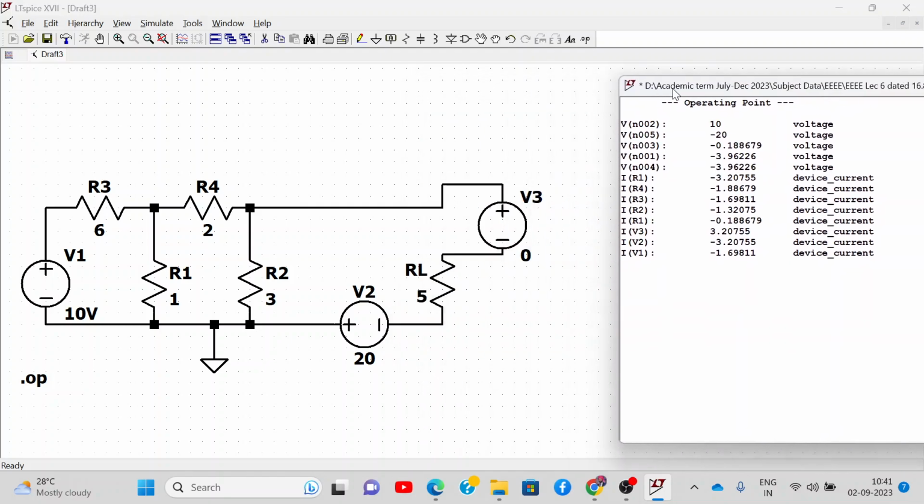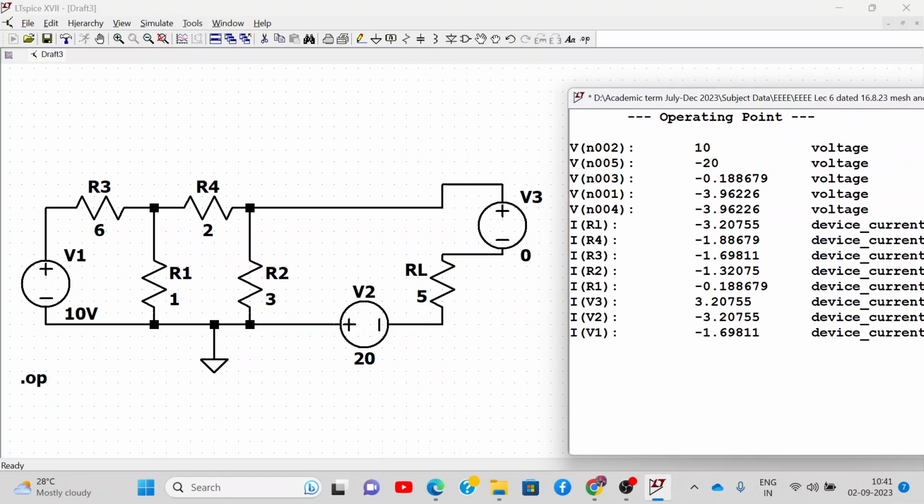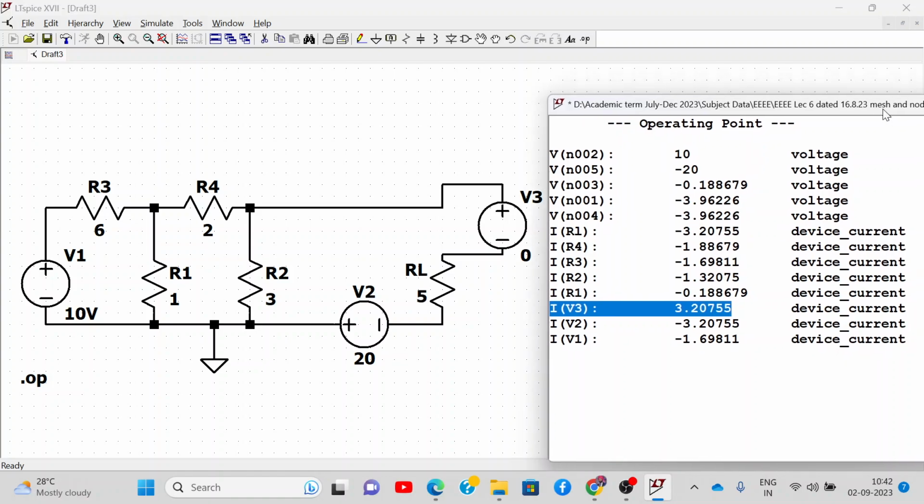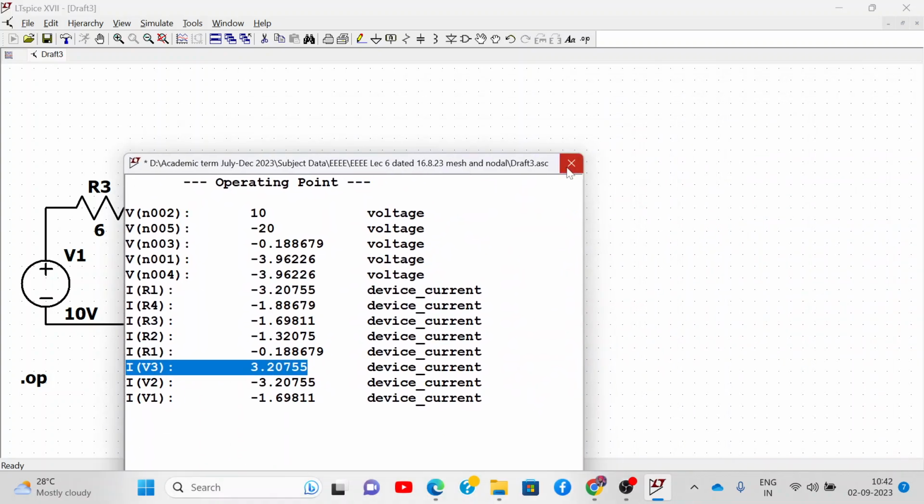Now let's calculate I of V3. See, I of V3 is coming positive. Did you get it? So this is the true current flowing through the load resistance RL. Understood this? Yes, sir.